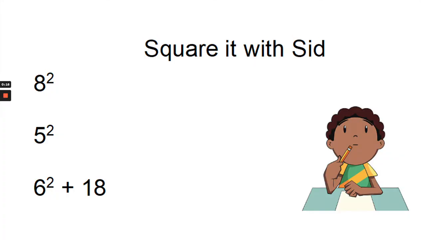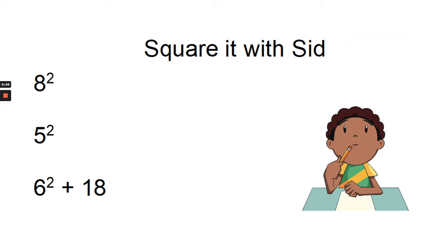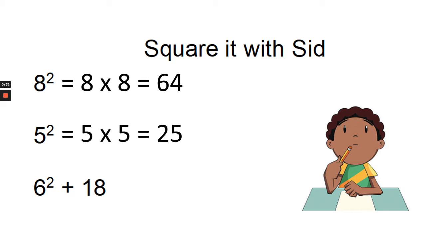Alright, let's get started by squaring these numbers with Sid. Pause your video and square these numbers. Alright, let's see how we got on. We've got 8 squared, which is equal to 8 times 8. 8 times 8 is 64. 5 squared is equal to 5 times 5, which is equal to 25.